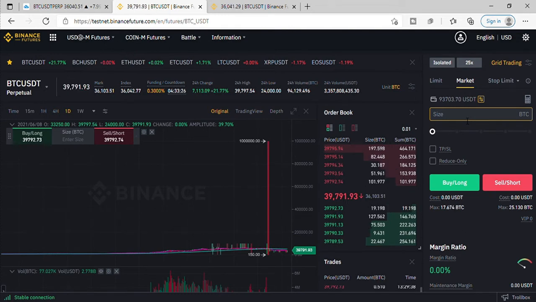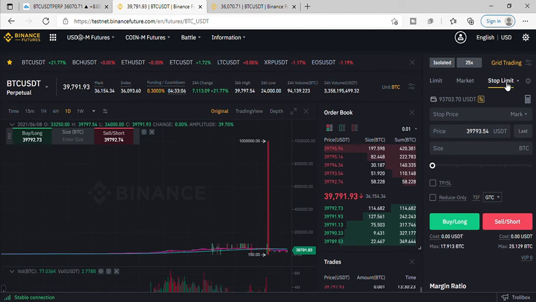Now market, this is when the exchange itself automatically puts you into the market. Like if you choose market and you put the amount of Bitcoin that you'd like to use, then once you choose your position, either buy long or sell short, the exchange will automatically place your order in, and you will start either making money or losing money. Okay, so that's how it works.